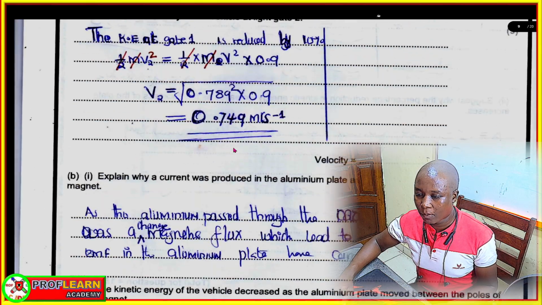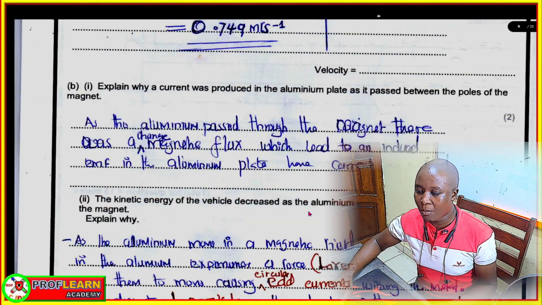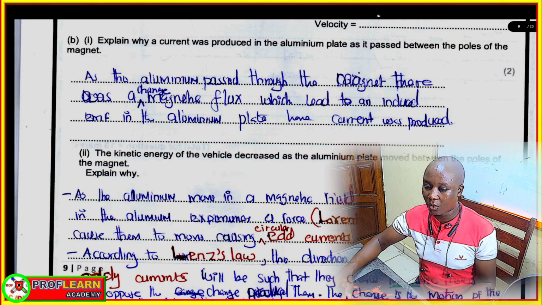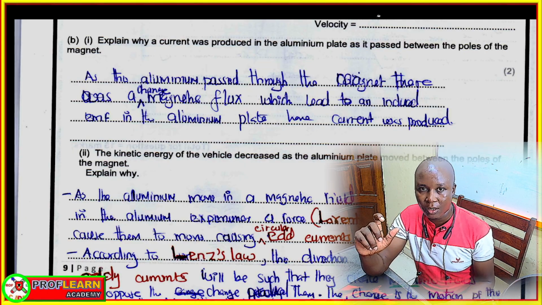Explain why the current was produced in the aluminum plate. Now this is the concept of electromagnetic induction.